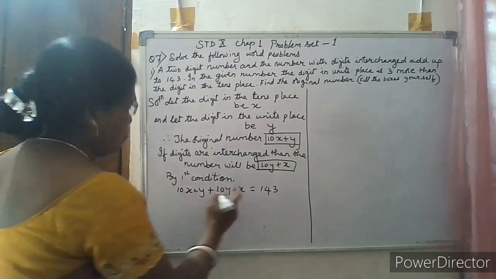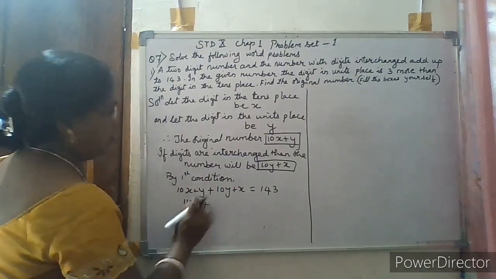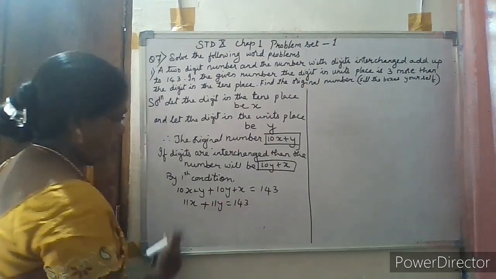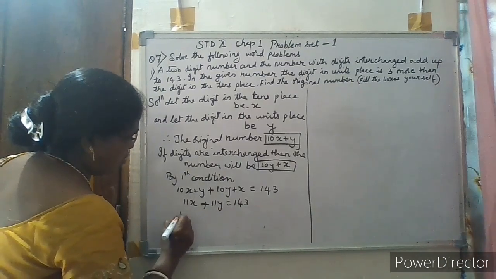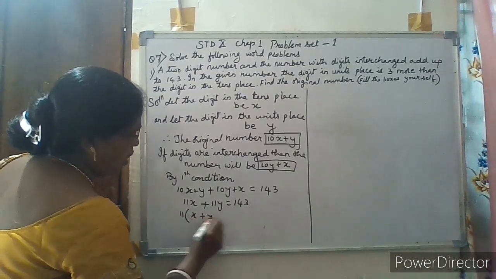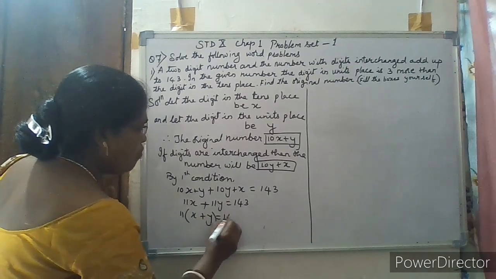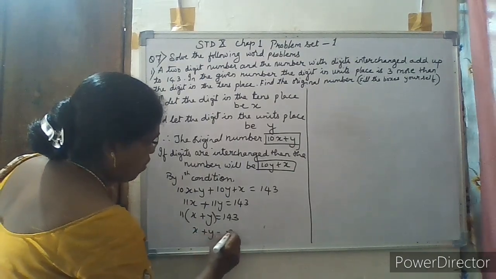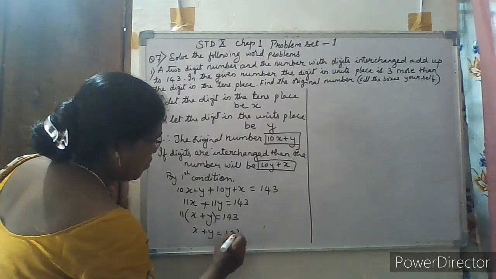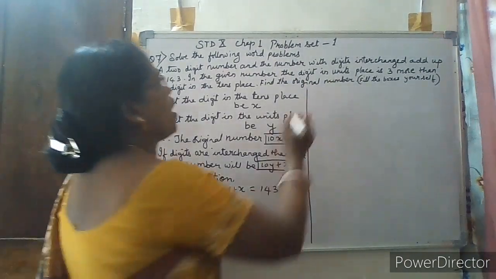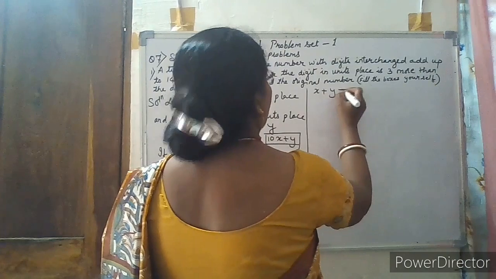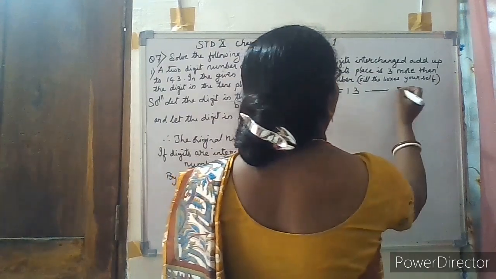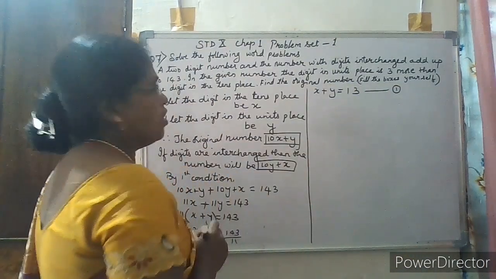Now 10x plus 1x will give you 11x, and 10y plus y is 11y, equal to 143. Now we can take out 11 as common here. So 11 times x plus y is equal to 143, or x plus y is equal to 143 by 11. So x plus y is equal to 13. This is equation 1. Let us take this as equation 1.